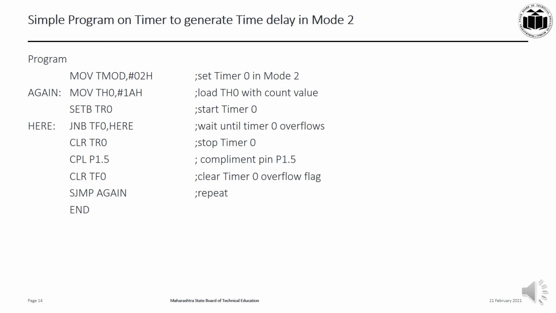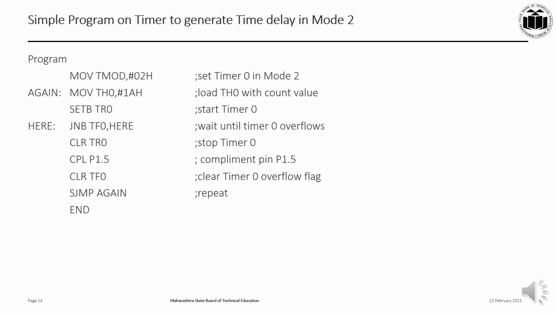So first of all, load the TMOD register with value 02H because we want timer 0 and mode 2. And then TH0 is loaded with the count value 1AH which we have calculated in the previous slide. Then start timer 0 by using the SETB TR0 instruction. Then wait until timer 0 overflows by using the instruction JNB TF0.